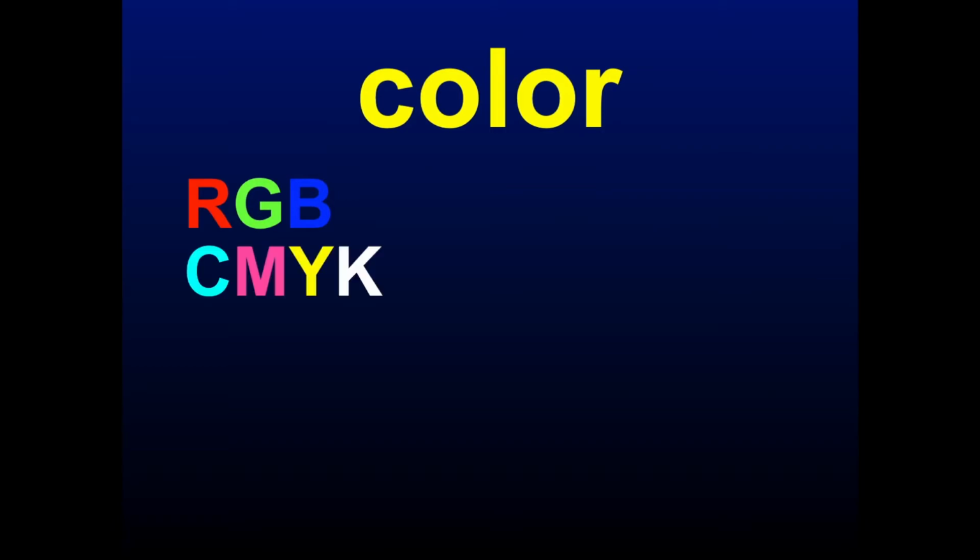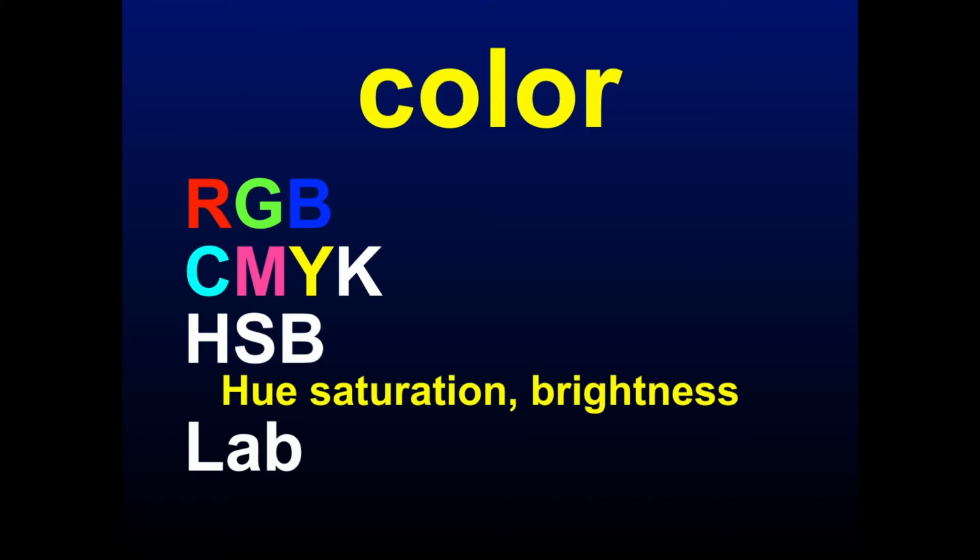Okay, let's talk about color. There are different types of color. There's RGB color and CMYK. These are the ones we're going to talk about. There's also HSB, which stands for hue, saturation, and brightness, and there's something called lab color as well.